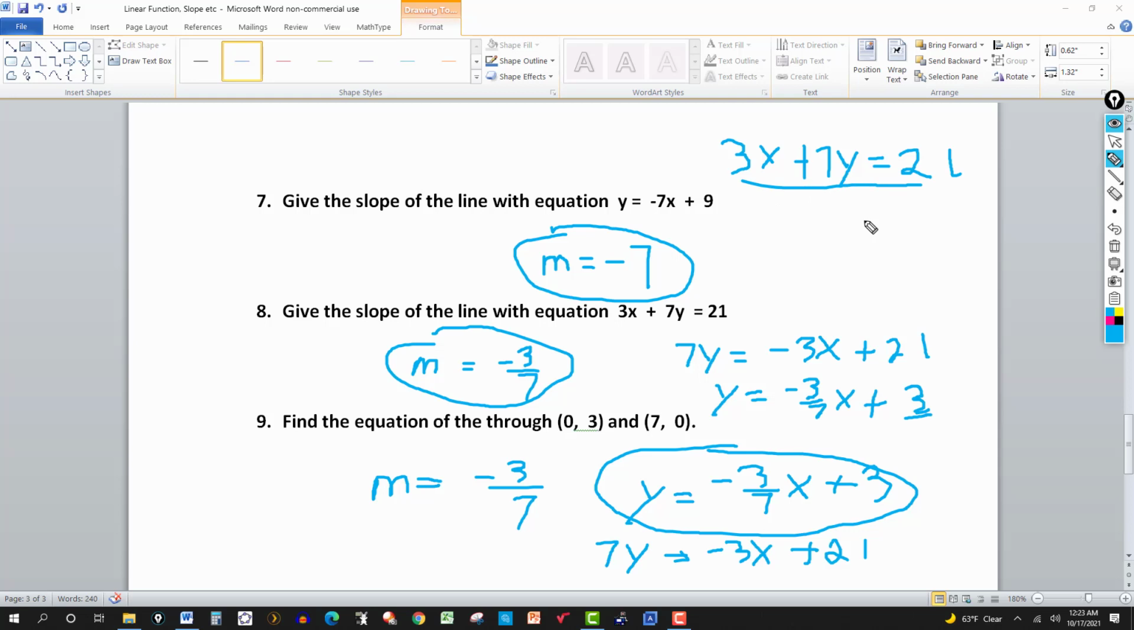There it is. It just so happens to be the equation from problem 8. 3x plus 7y is equal to 21.